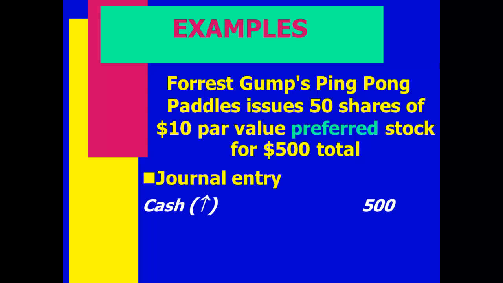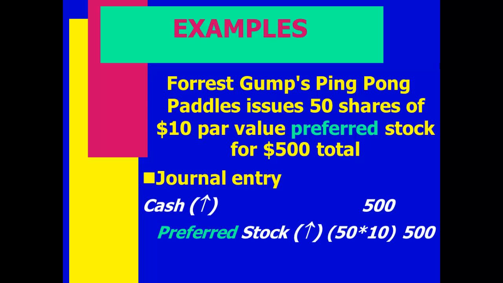Cash, and asset goes up with a debit. Good. What else do I have more of? Preferred stock. My credit to preferred stock is going to be for the number of shares times the par value. So if it's preferred and not common, we simply change that one word. Instead of crediting common stock, we're now going to credit preferred stock.